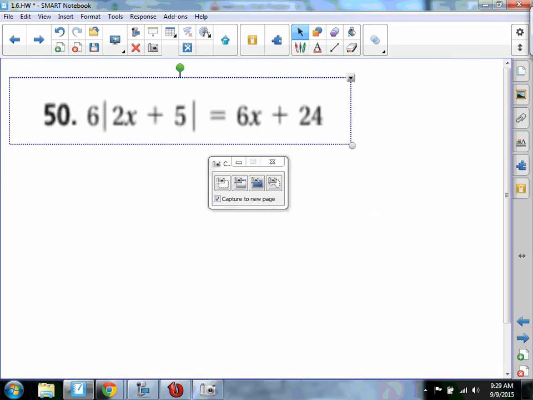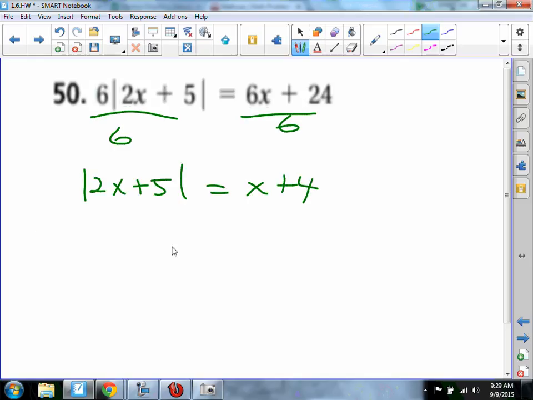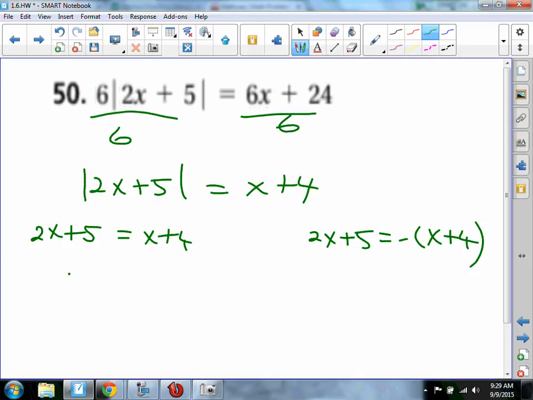50 kind of looks scary. If you see that 6 in 50, you got to realize, let's divide by 6. The absolute value of 2x plus 5 equals x plus 4. So 2x plus 5 equals x plus 4. 2x plus 5 equals negative the group of x plus 4. So x equals negative 1. 2x plus 5 equals negative x minus 4. So 3x is negative 9, and x is negative 3.